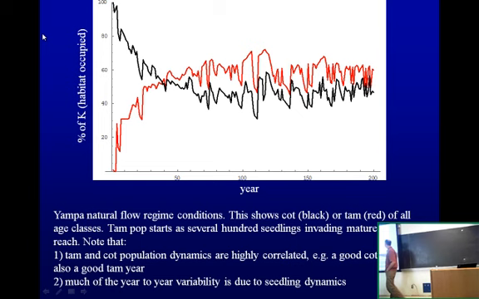If you start out with pure cottonwoods and you invade it with a handful of tamarisk seedlings, you see them slowly establish. There'll be some good years, and then they make their way in. There's some sort of equilibrium between the two species where it's about a 50-50 split between cottonwood and tamarisk. Again, some of the same flood dynamics are driving the recruitment and the mortality of both of these species, but their life histories are a little bit different.